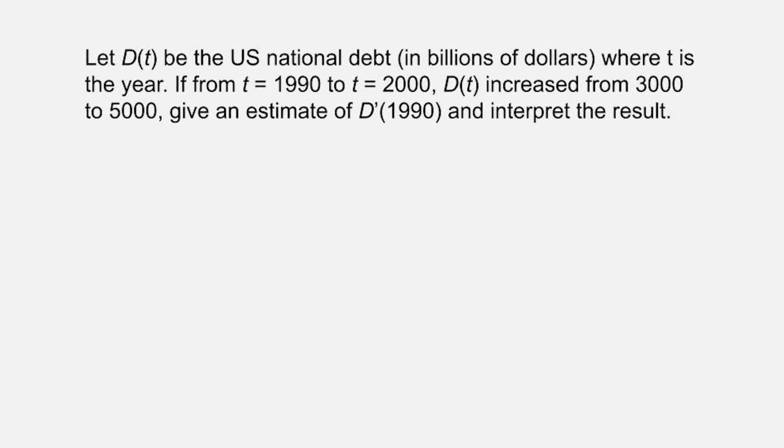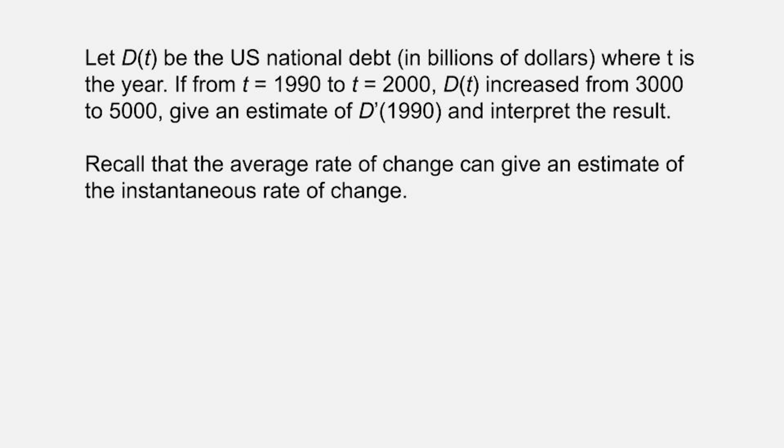Let's say that from the year 1990 to 2000, the function increased from 3,000 to 5,000. Let's see if we can give an estimate for what d prime of 1990 would be, and if we can interpret that result. Now we can't actually figure out exactly what the derivative at 1990 would be because we don't know what the function is. We don't even have a graph of the function, so we can't find it exactly. But recall that the average rate of change can give a good estimate for the instantaneous rate of change. I mean, that's how we first came up with the derivative.